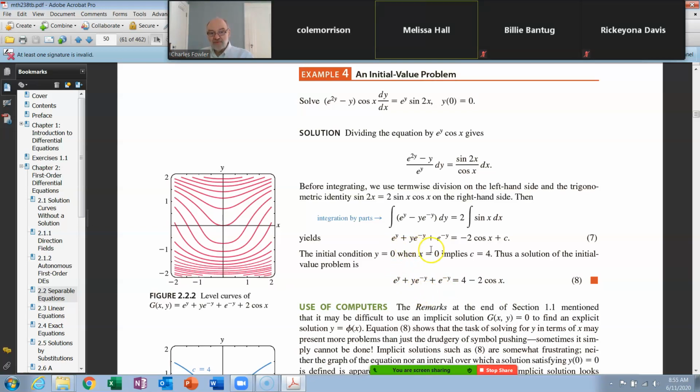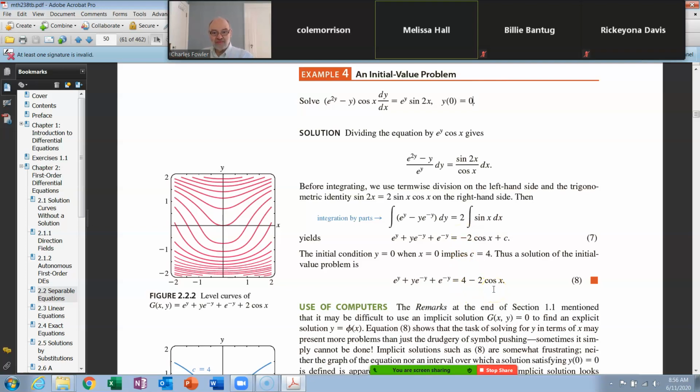2 plus 0 plus 2, that's 4, is equal to minus 2 plus c. Add 2 to both sides. c is 4 then. So they write down the left-hand side just like it was: y e^y plus y e^(-y) plus e^(-y) is equal to, and they put this 4 in front, which I like to do too because I don't like leading off with a minus sign, 4 minus 2 cosine x.